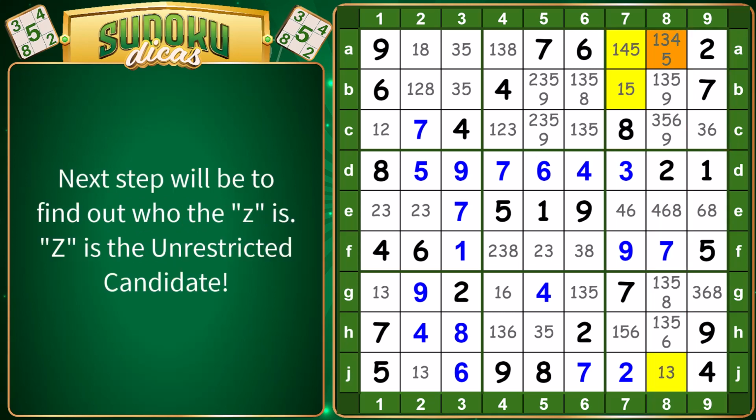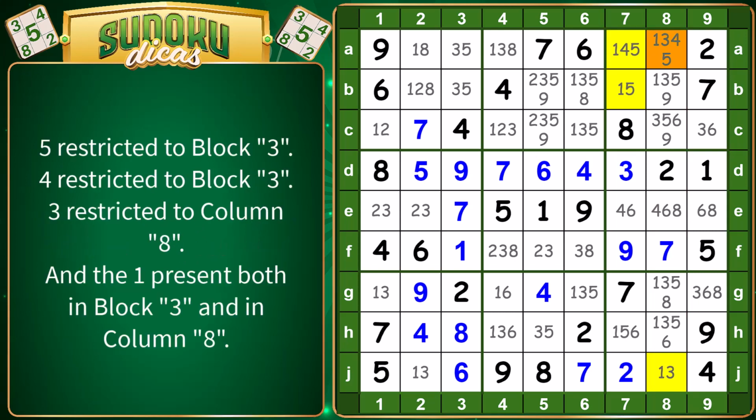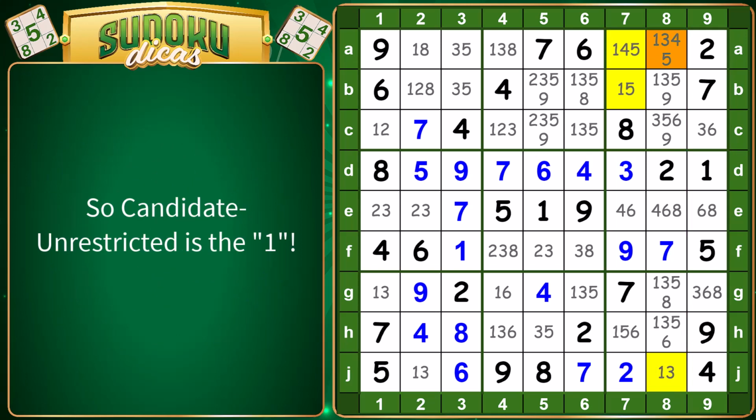Next step will be to find out who the Z is. Z is the unrestricted candidate. 5 restricted to block 3. 4 restricted to block 3. 3 restricted to column 8. And the 1 present both in block 3 and in column 8. So the unrestricted candidate is the 1.